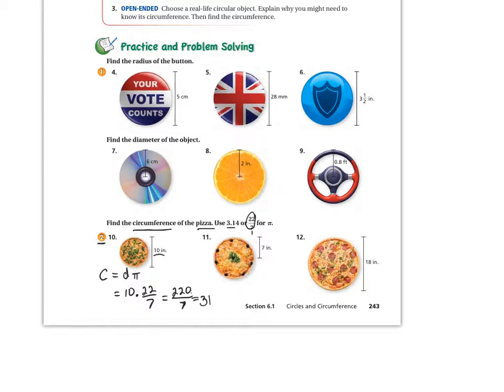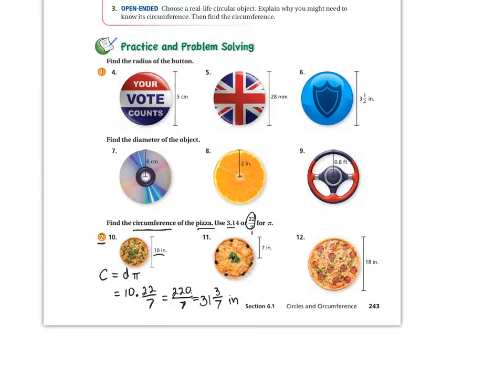217 from 220 leaves me 3, so I have 3 over 7. So 31 and 3/7 of an inch. Make sure you measure it. Okay, so that's the circumference of this pizza. That would be yummy. Makes me yummy.